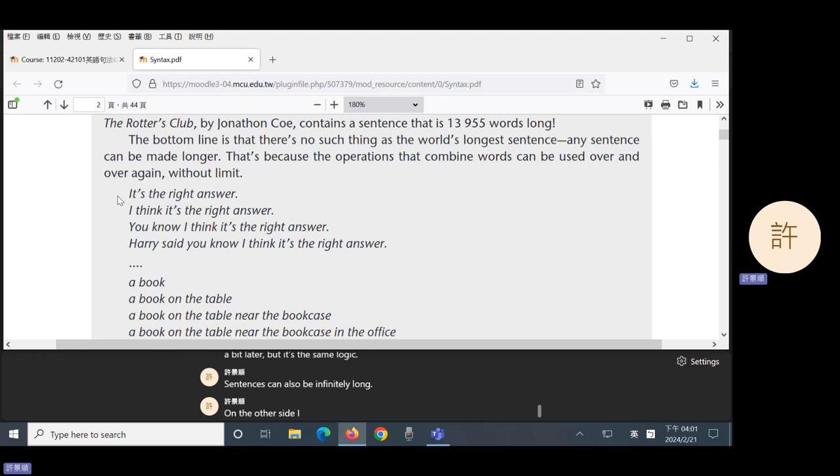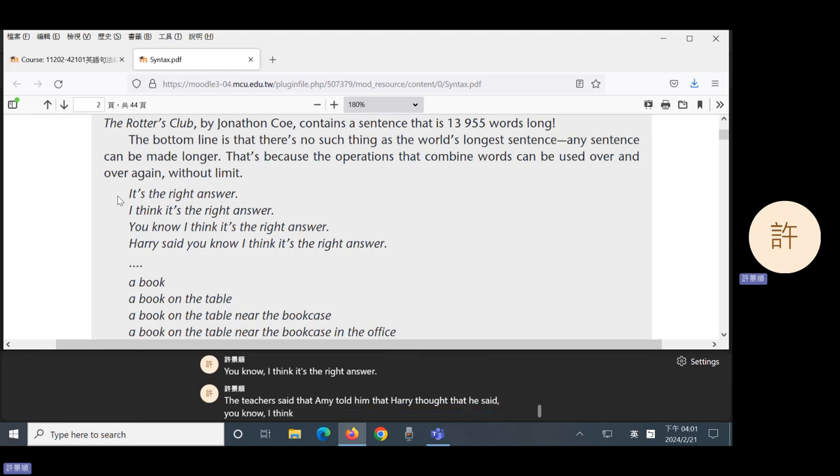Sentences can also be infinitely long on the other side. It's the right answer. I think it's the right answer. You know I think it's the right answer. Harry said, you know I think it's the right answer. The teacher said that Amy told him that Harry thought that he said, you know I think it's the right answer. The grammar is correct, even if the meaning is confusing.